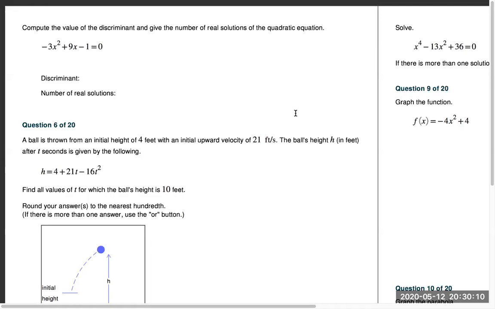Hi, my Math 130s. Today we are going to be going over Chapter 7, Homework Alternate Assignment.